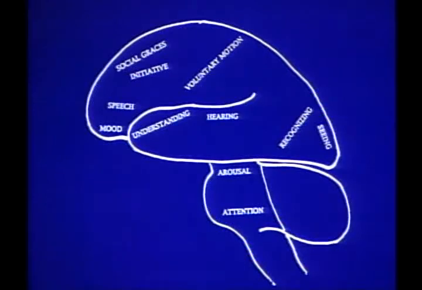So, for instance, in the frontal lobes over there, you see that mood and speech, social graces are programmed, as opposed to the motor strip that we're going to look at a little bit more carefully, where voluntary motion is programmed. Understanding and hearing is programmed in the temporal lobe, as opposed to recognition and eyesight, which is in the occipital lobe, to the back of the brain. And arousal and attention are driven by nerve cells in the brainstem, as seen in the structure underneath.